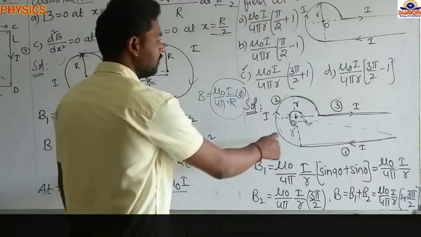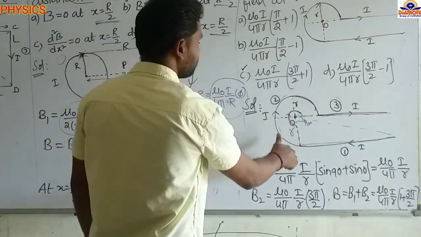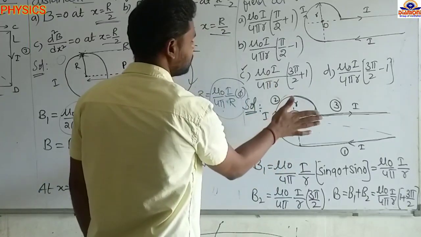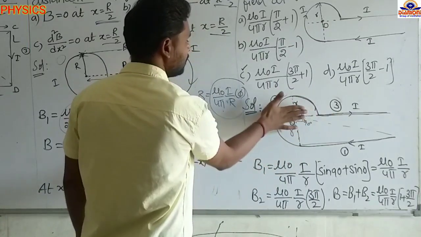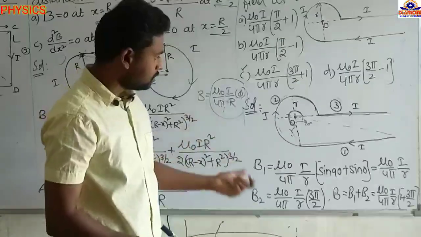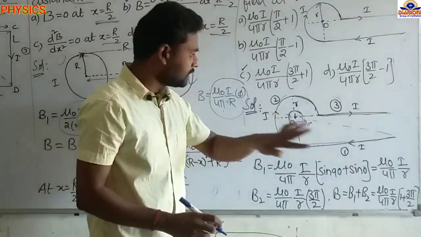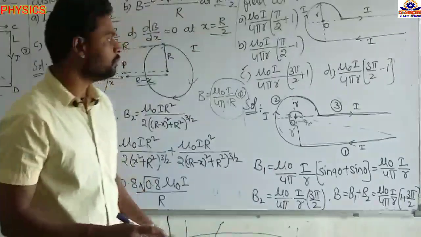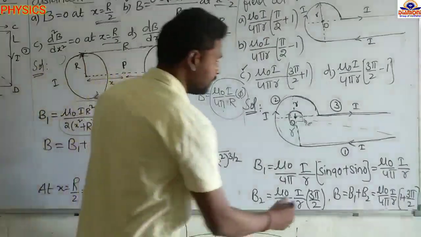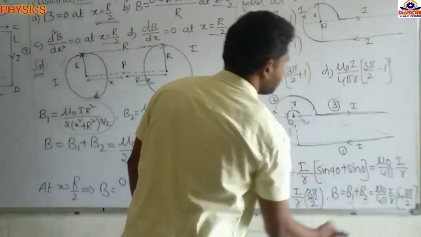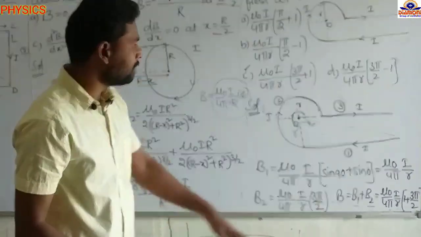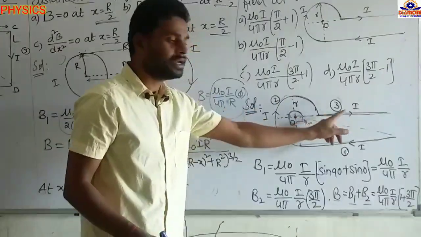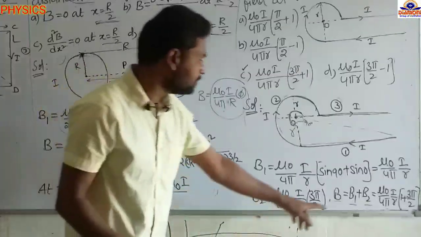Now come to the curved part. Suppose I am considering the current in the upward direction. So here I have to find the magnetic field inside. That means the magnetic field due to this wire is inside, and the magnetic field due to this curved part is also inside. So both will add up, and the total magnetic field is due to the first wire and the second wire. I am not considering the third wire. Why? Because the magnetic field due to this wire is equal to 0. So add up these 2.